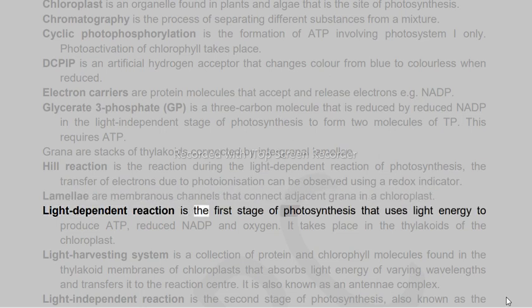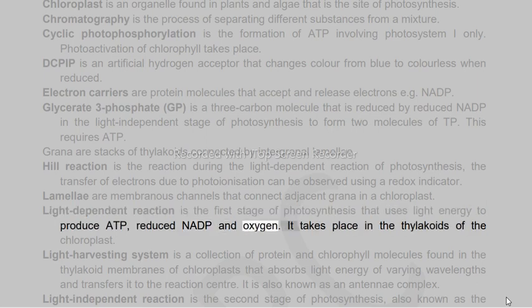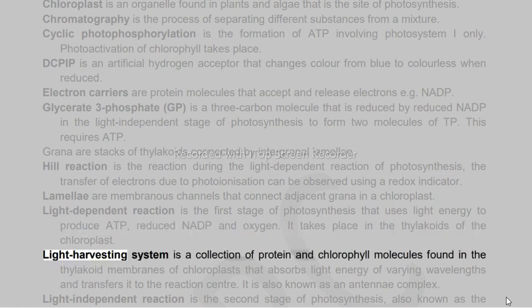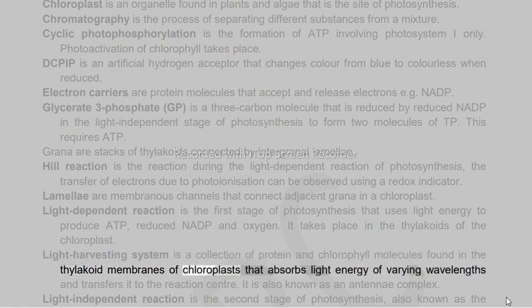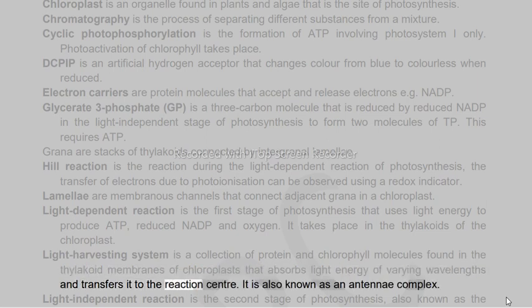Light-dependent reaction is the first stage of photosynthesis that uses light energy to produce ATP and reduced NADP in thylakoids. Light harvesting system is a collection of protein and chlorophyll molecules in the thylakoid membranes of chloroplasts that absorbs light energy of varying wavelengths and transfers it to the reaction center. It is also known as antennae complex.